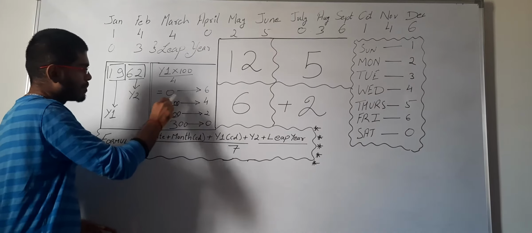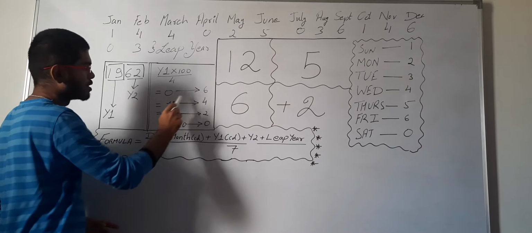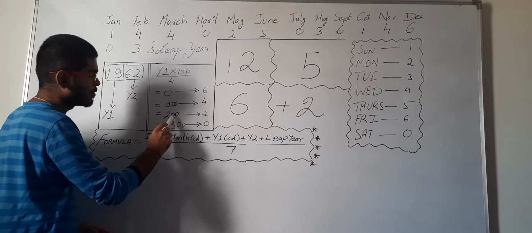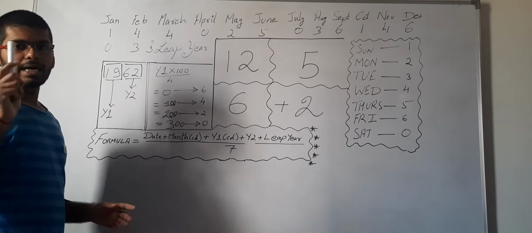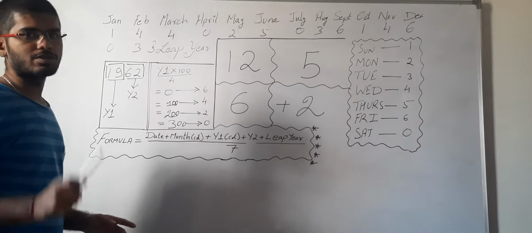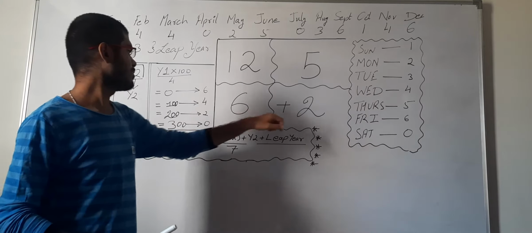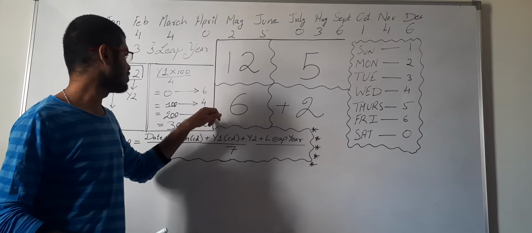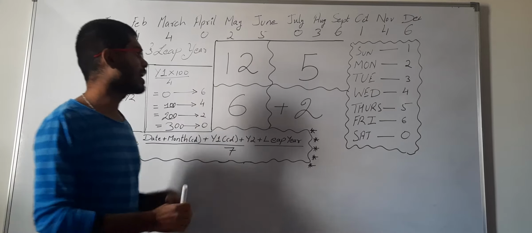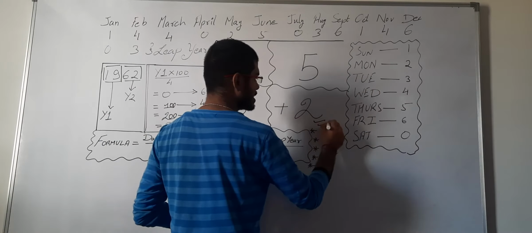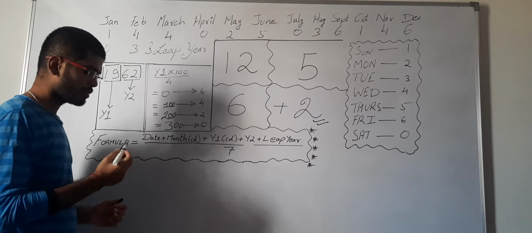Now, for every particular remainder, we have another code. For 0, we have a code of 6. For 100, we have a code of 4. For 200, we have a code of 2. And for 300, we have a code of 0. Again, guys, we will focus on how to remember these 4 codes. See, all these numbers are even. We add plus 2 to 0, we get 2. We add plus 2 to 2, we get 4. We add plus 2 to 4, we get 6. So, again, we are focused on this number to remember these particular codes.